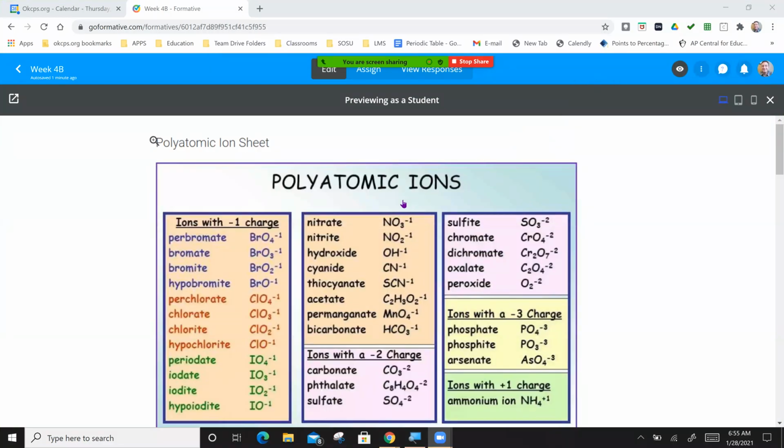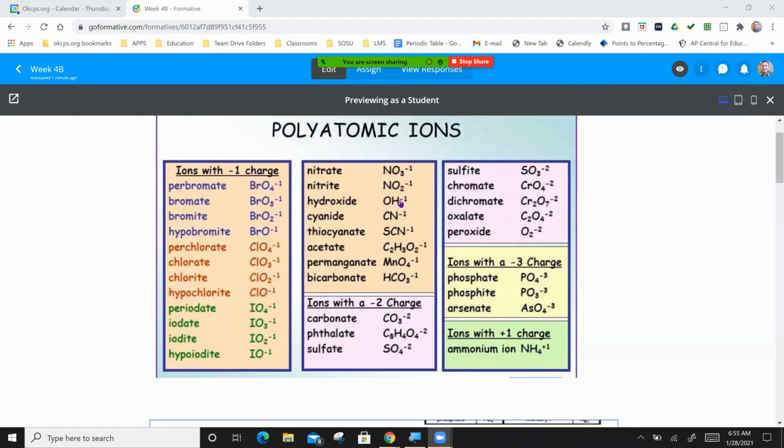Okay, class. Today we are going to be going over polyatomic ions and how to write a formula for a compound involving a polyatomic ion. And here I have a list of polyatomic ions, and a polyatomic ion is simply an ion that is made up of many atoms.